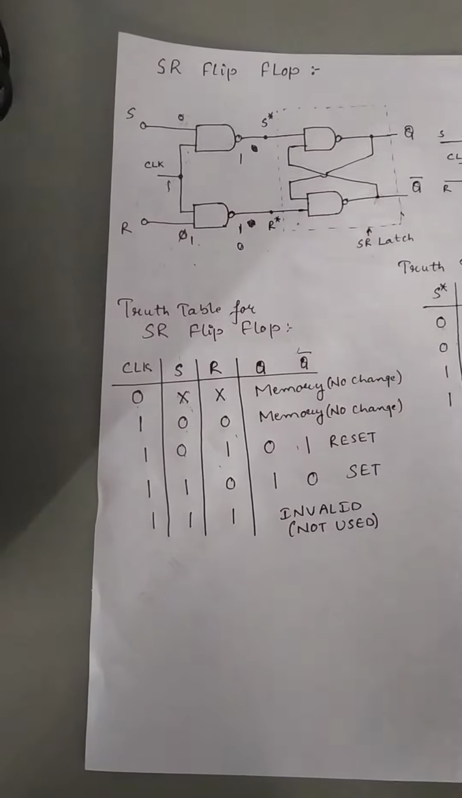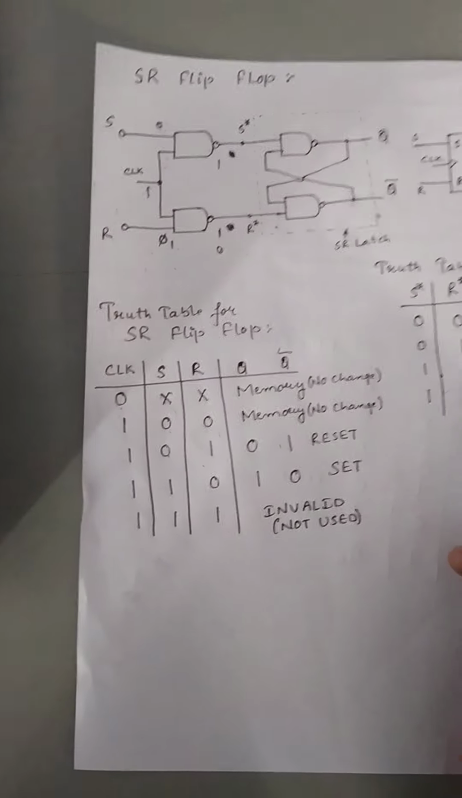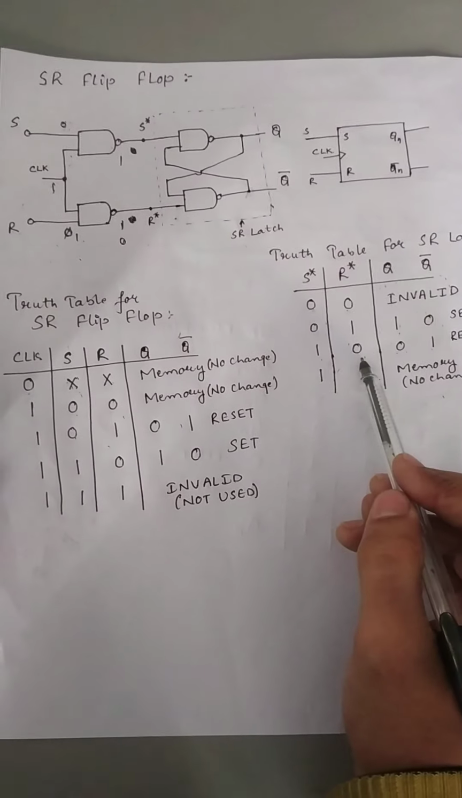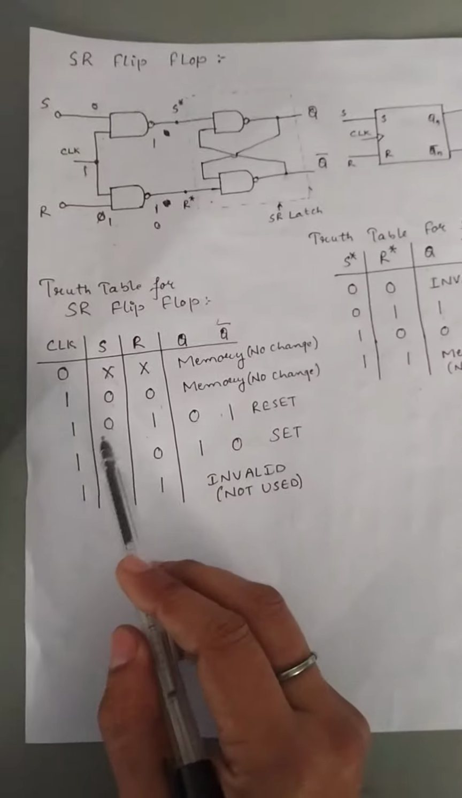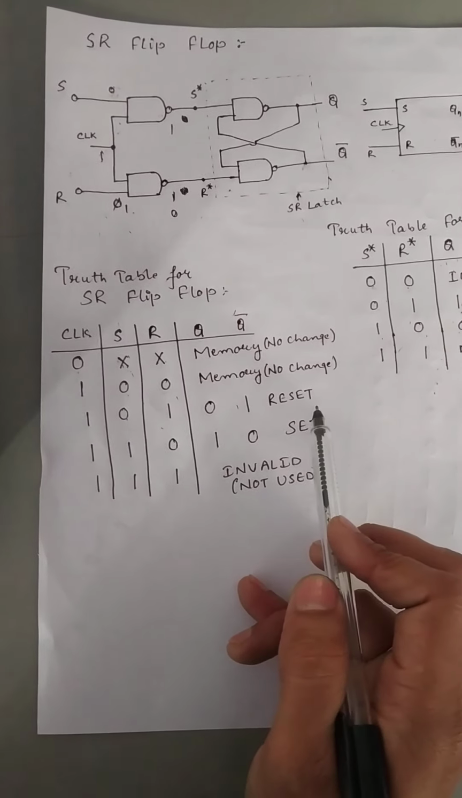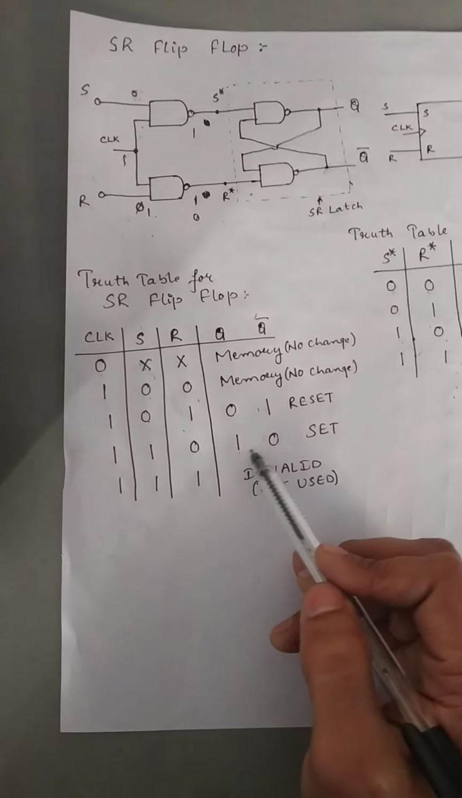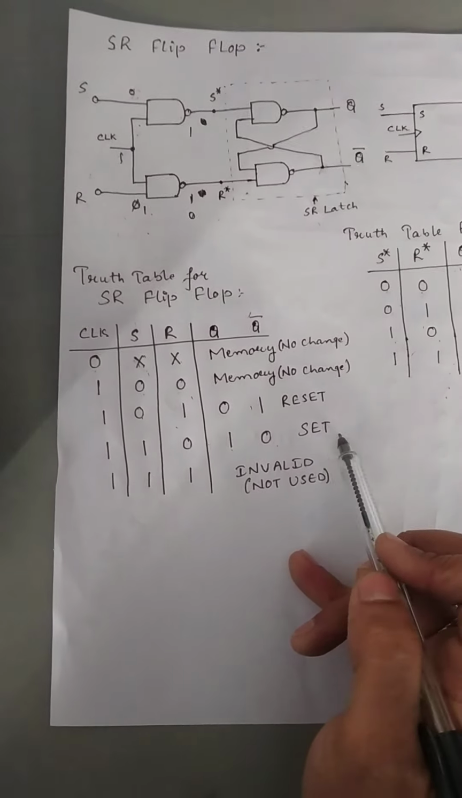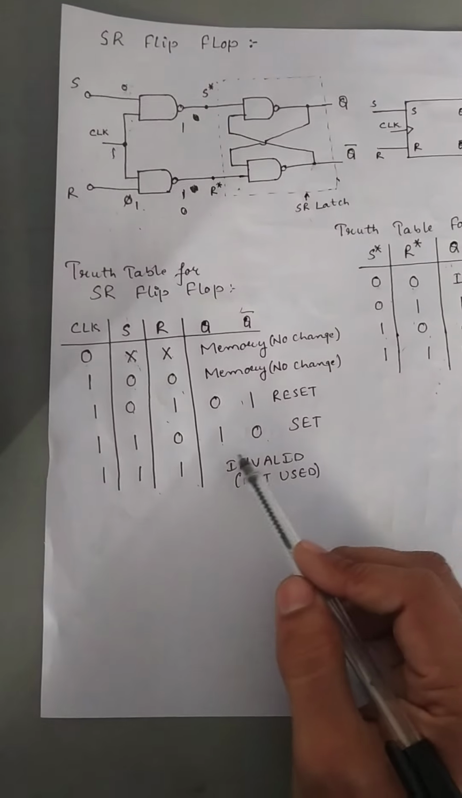For 1 and 0, this is the last circuit. For 1 and 0, the output will be 0 and 1. Here for 0 and 1, the output will be 0 and 1. This state is called the reset state. Similarly, for 1 and 0, it will be 1 and 0, and this state is called the set state.